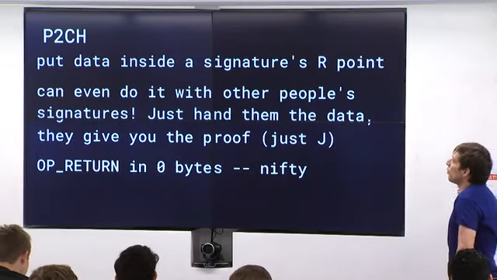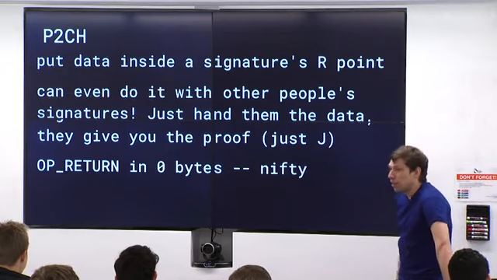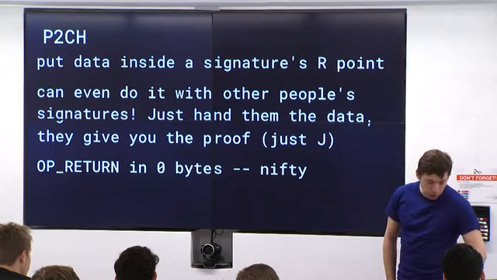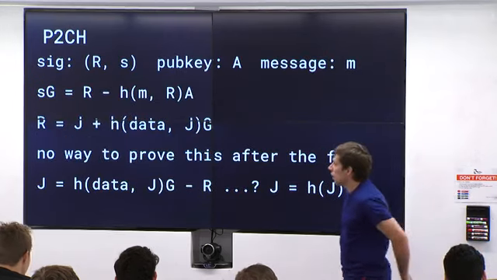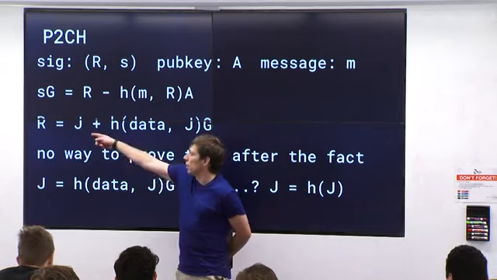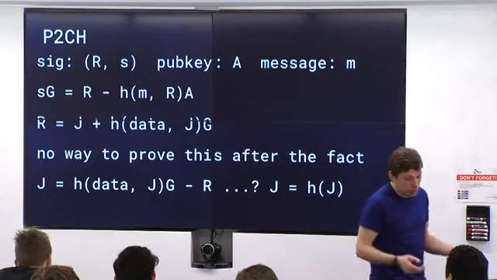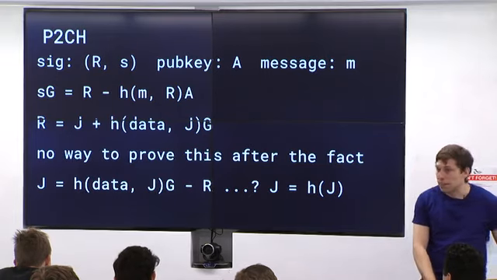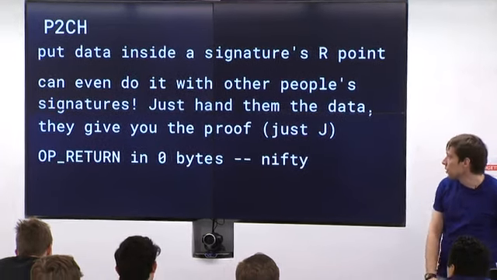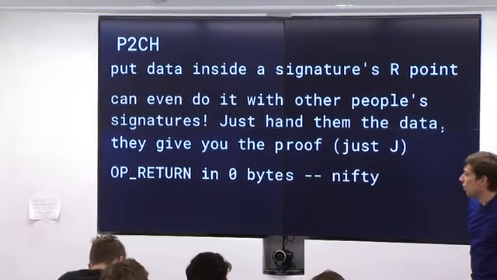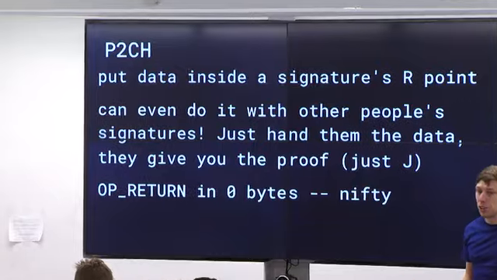You can even do it with other people's signatures. There's no real private information here. If I just hand you some data, it's totally safe, right? Hey, here's some data. Okay, here's the J point that goes in, that constructs this in the R. Like, okay, sounds good. I can put someone else's data into this. You just hand them the data, they give you the proof, which in that case is just J. So it's op return with 0 byte overhead.